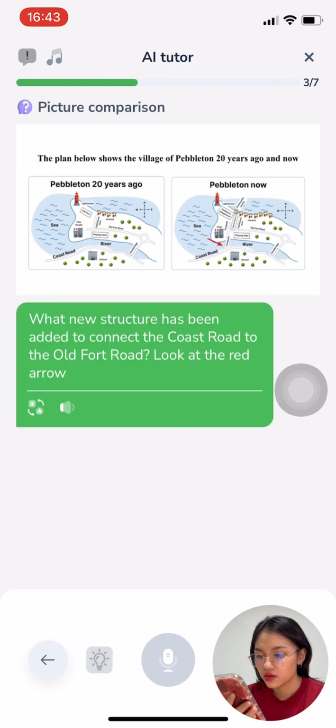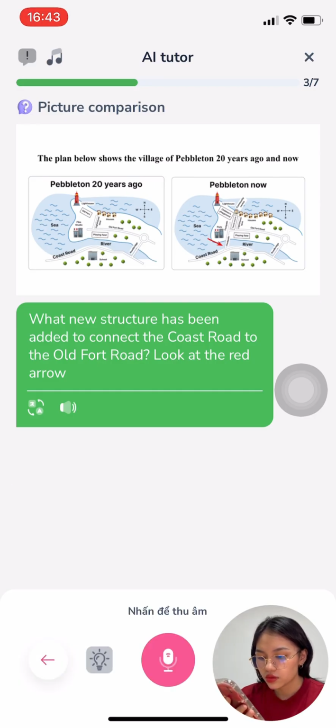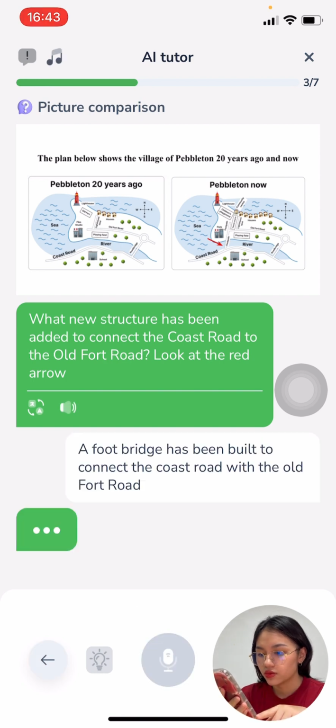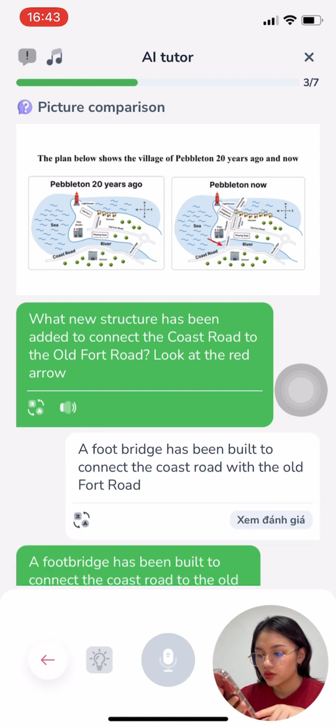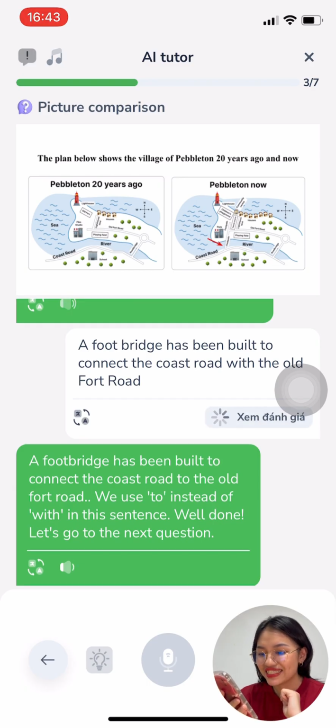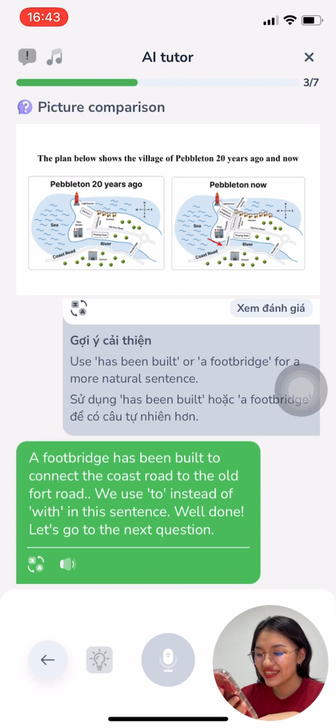What new structure has been added to connect the coast road to the old fort road? Look at the red arrow. A footbridge has been built to connect the coast road with the old fort road. A footbridge has been built to connect the coast road to the old fort road. We use to instead of with in this sentence. Well done. Let's go to the next question.